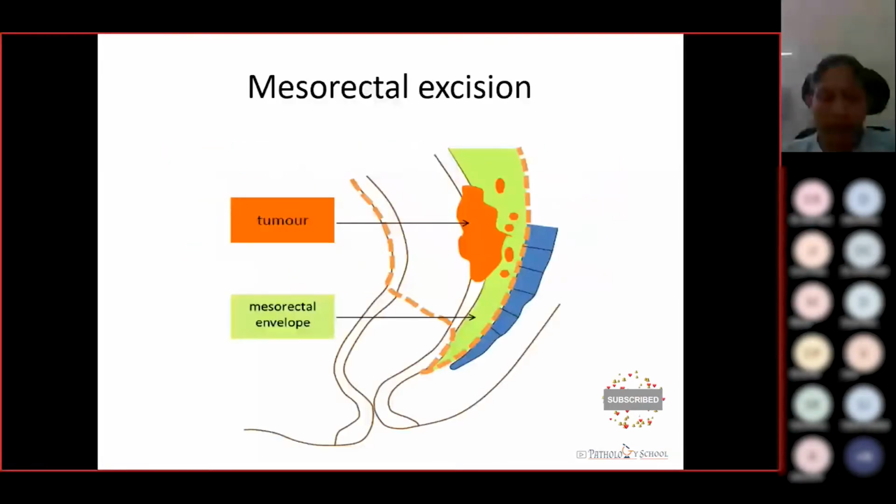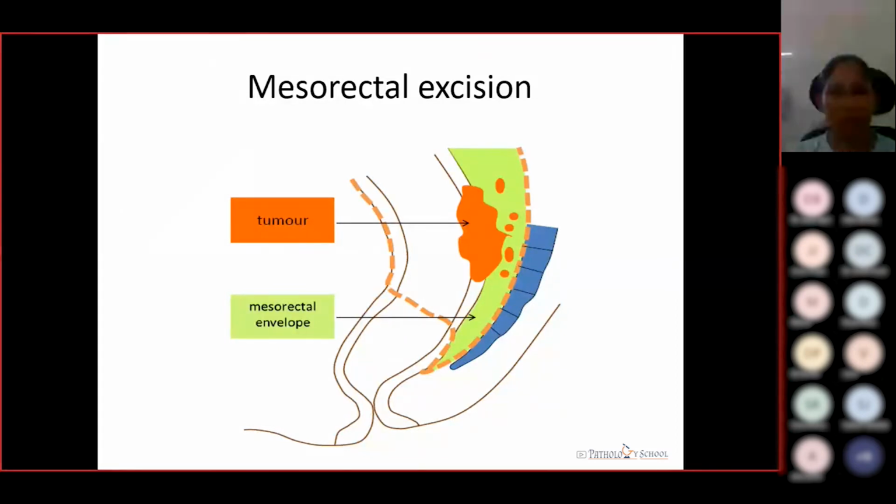There is something new in the CAP protocol. According to the CAP protocol, one has also got to comment on the type of mesorectal excision that has been performed. The type, as in the gross assessment, whether it is complete, whether it is incomplete, or whether it is in between, so intermediate. What does mesorectal excision actually look like?